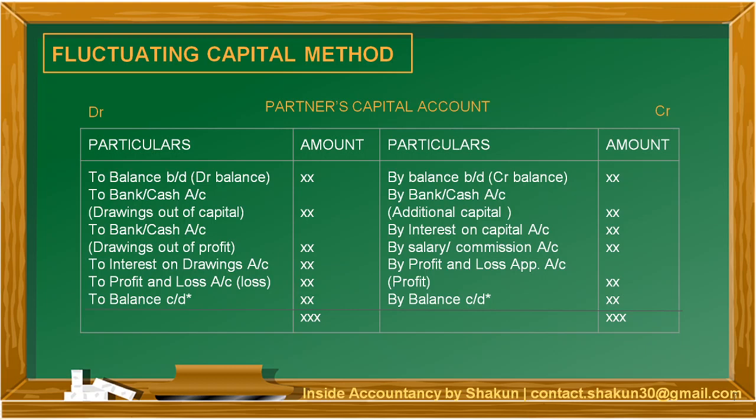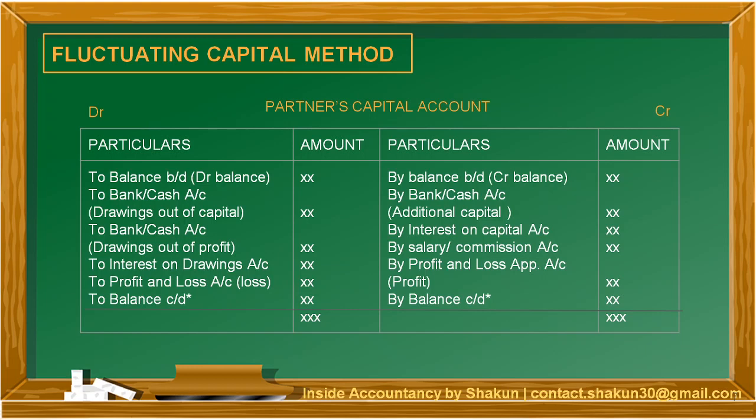If you look on the credit side, the additional capital introduced, the interest on capital, salary, commission, the profit and loss account profit, all these things are mentioned on the credit side. Please remember that whenever a partner has to bear something, it is always shown on the debit side, and whenever the partner receives something, it is always shown on the credit side. Finally, when you balance the partner's capital account, the balancing figure may come on either side, either on the debit side or on the credit side, depending upon the opening balance and depending upon the transactions given in the question.